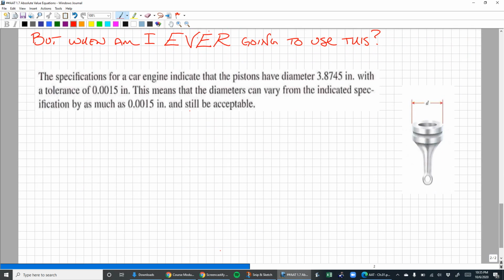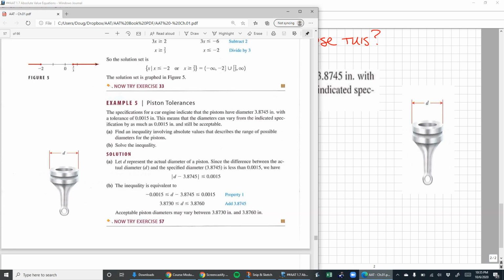All right, so let's take it into the real world. The specifications for a car engine indicate that the pistons have a diameter of 3.8745 inches with a tolerance of 0.0015 inches. This means the diameters can vary from the indicated specifications by as much as that value and still be acceptable. So the question goes here: find an inequality involving an absolute value that describes that possible range.